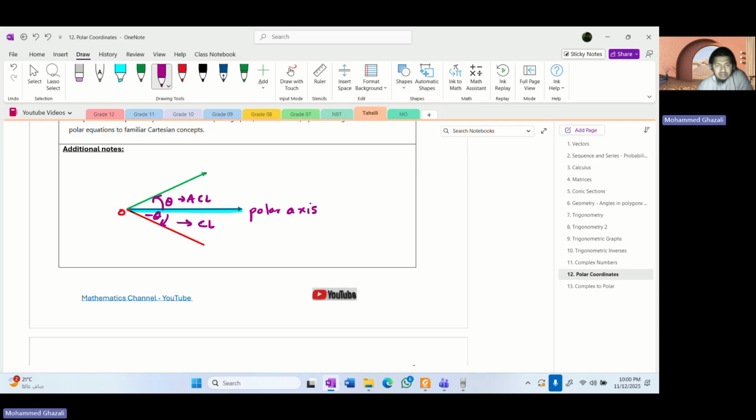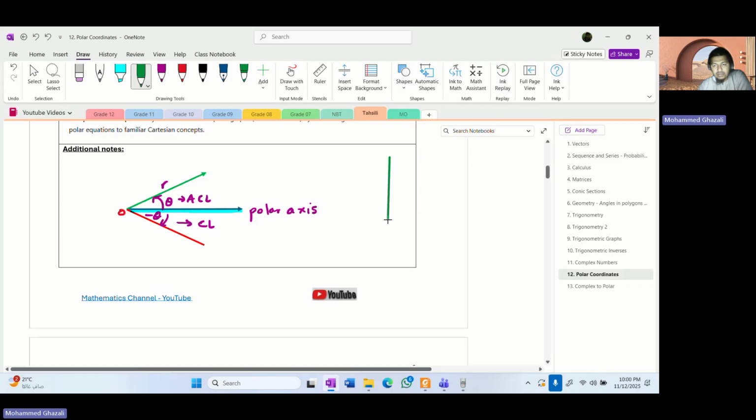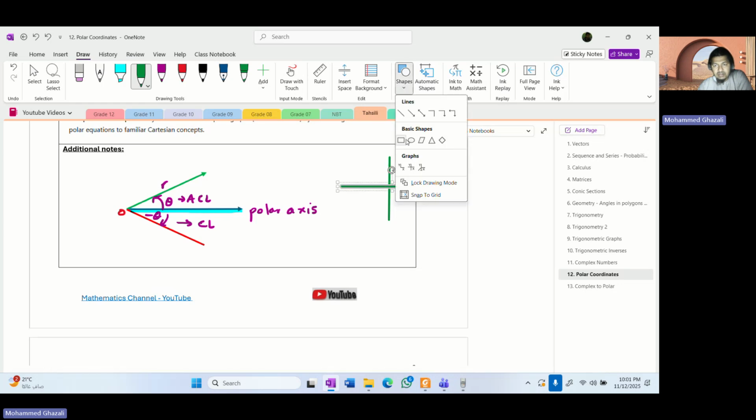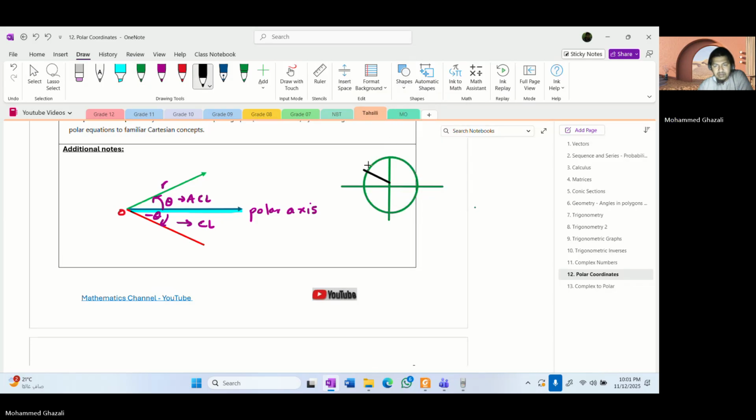And what is this green line and this red line? Those are the radius. So basically, polar coordinates, in short, is like a CAST diagram where you are only dealing with the radius, and like a unit circle. If you draw diagrams, so if you have a triangle here, and this is the theta angle. This is the polar axis, right? And that's the radius. That's what it is.